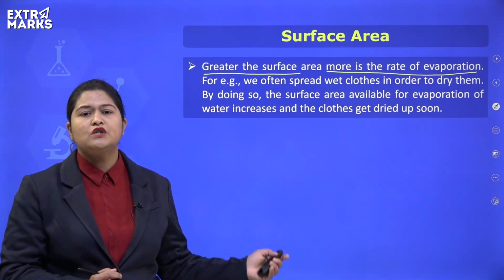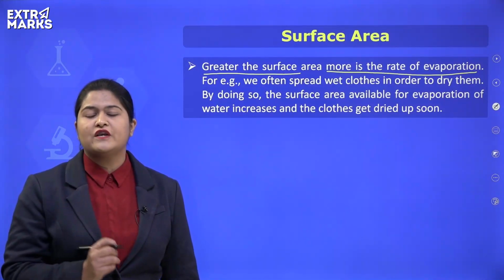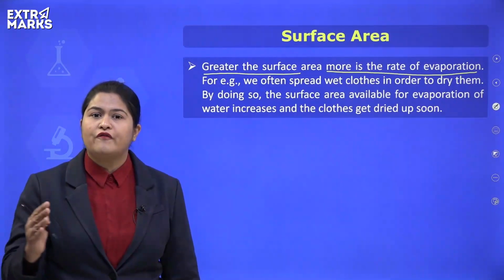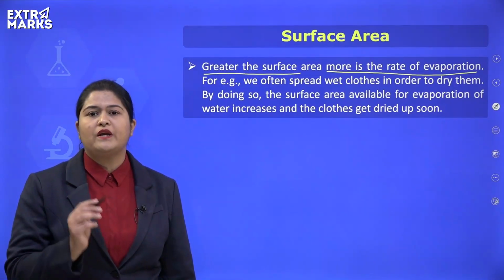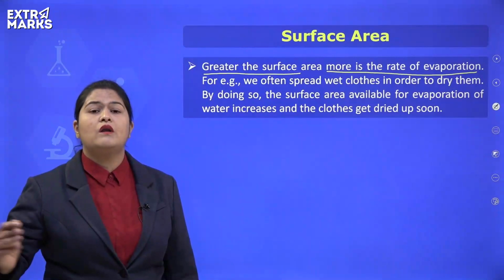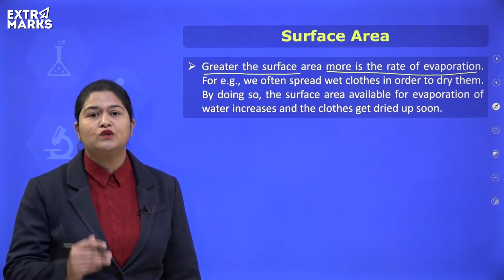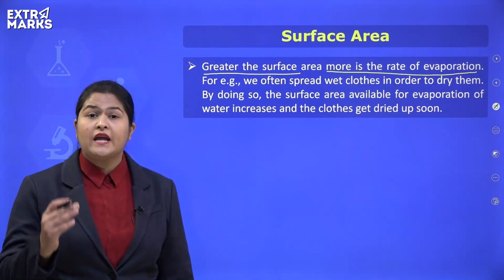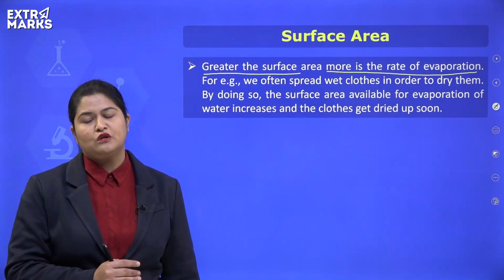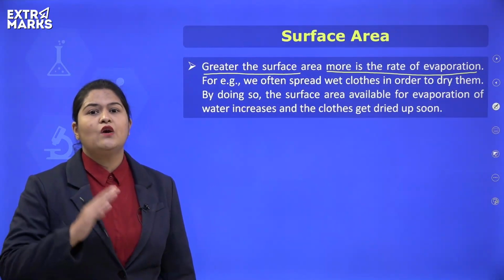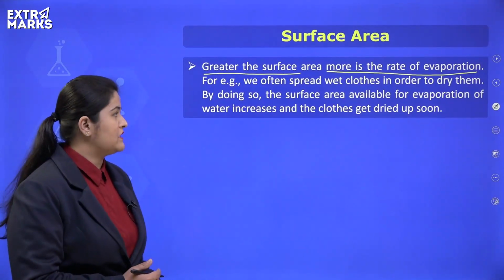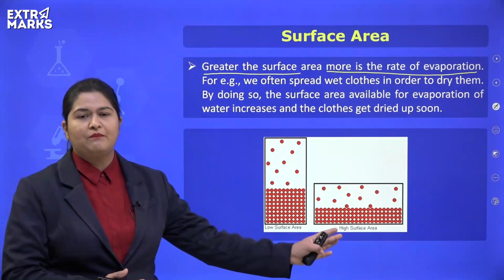Just now we have understood that evaporation is a surface phenomenon. That means the particles which are present at the surface of the liquid will only participate in the process of evaporation. With the increase in surface area, more particles get exposed to the external environment, and hence more particles take part in the process of evaporation, increasing the overall rate at which evaporation is taking place. Have a look at these two examples here.